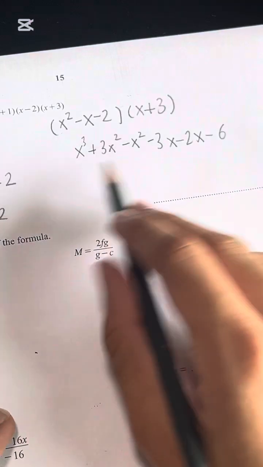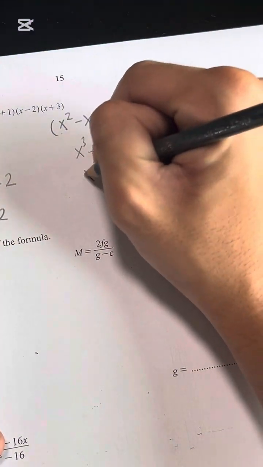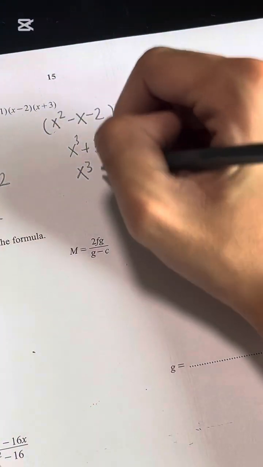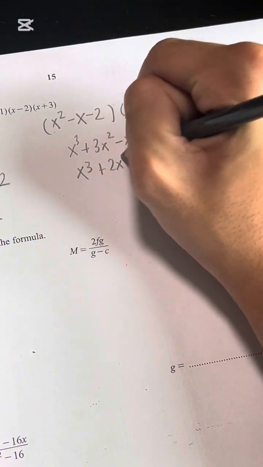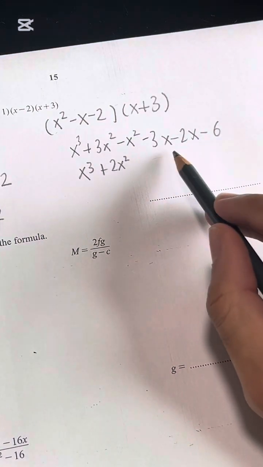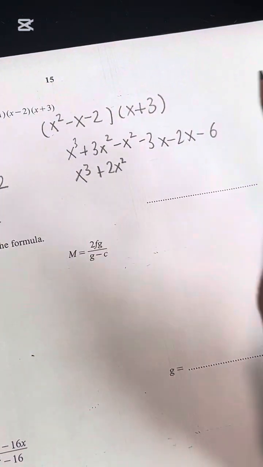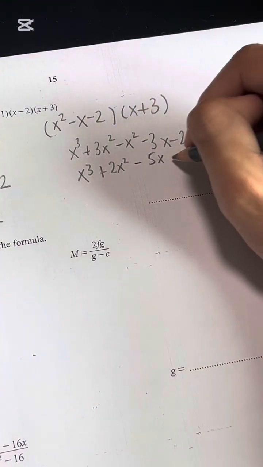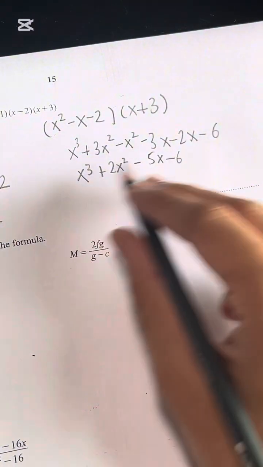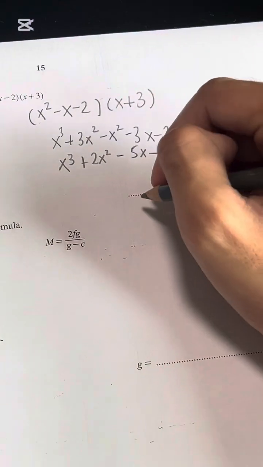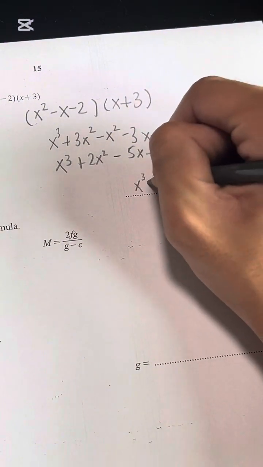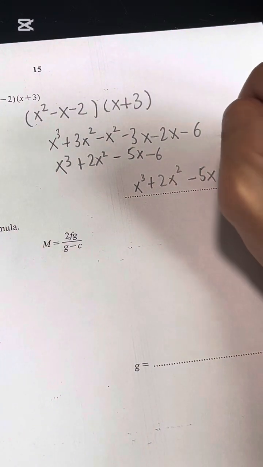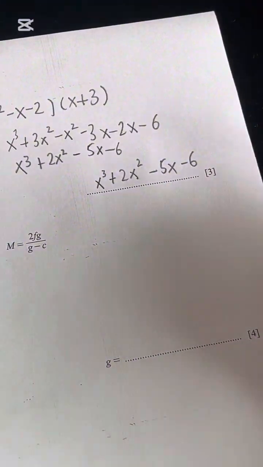So now let's tidy this up a bit. So we have x cubed. And then 3x squared minus x squared, that's going to be plus 2x squared. And then minus 3x minus 2x, that's going to be minus 5x. And then we have minus 6. So this is going to be our final answer. We can just copy that down here. So we have x cubed plus 2x squared minus 5x minus 6. Okay, that should get you your 3 marks.